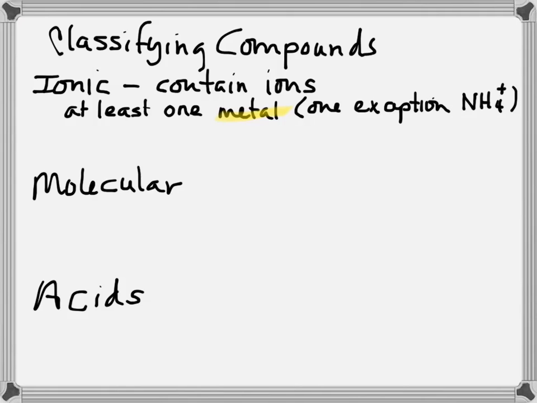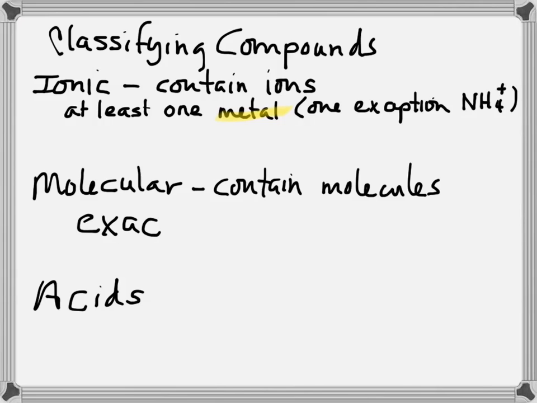They contain metals. The molecular compounds contain molecules. We identify molecular compounds because they contain exactly two nonmetals. So you look at the name. Look at the name of the first element. If that's a nonmetal, look at the name of the second part.